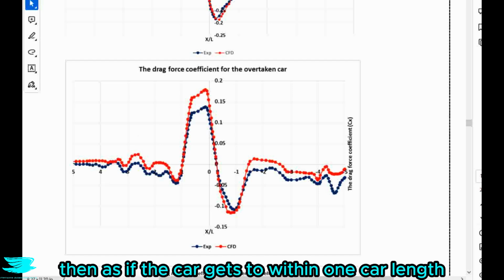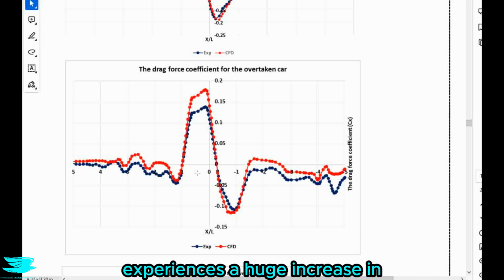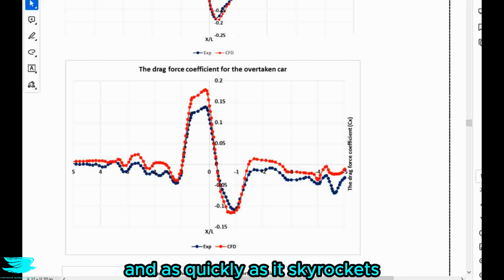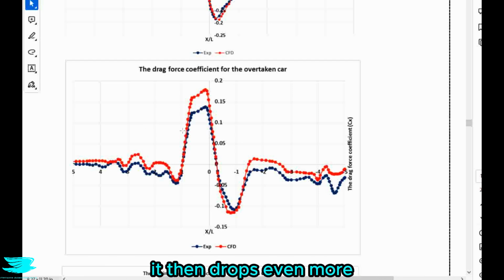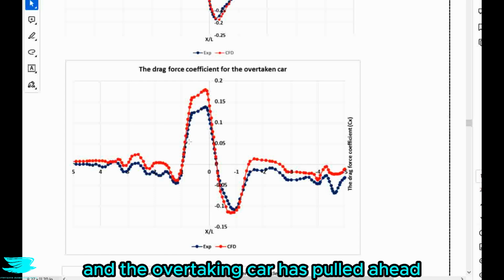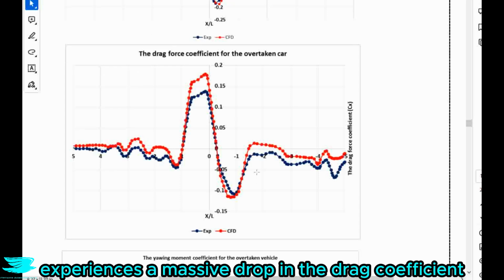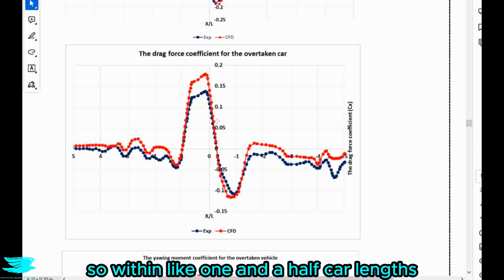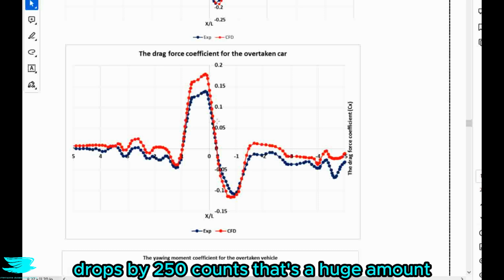Then as the overtaking car gets to within 1 car length downstream, the car being overtaken experiences a huge increase in its drag coefficient of up to 150 counts. And as quickly as it skyrockets when the 2 cars are side by side, it then drops even more, and the overtaking car has pulled ahead by almost a car length. The car being overtaken experiences a massive drop in the drag coefficient of about 100 counts. So within like 1.5 car lengths, the drag coefficient of the overtaken car drops by 250 counts.